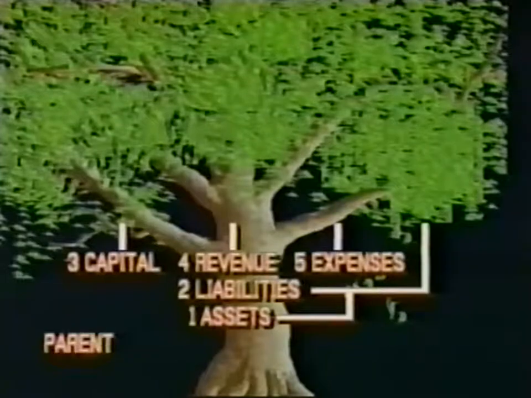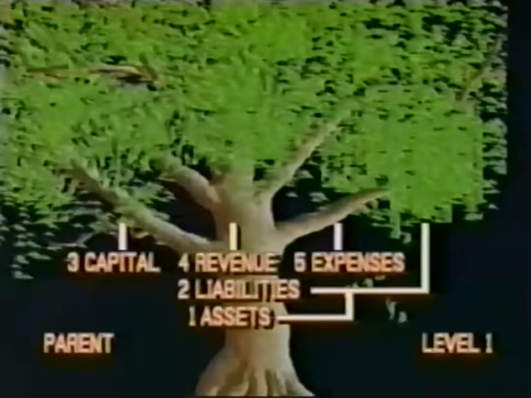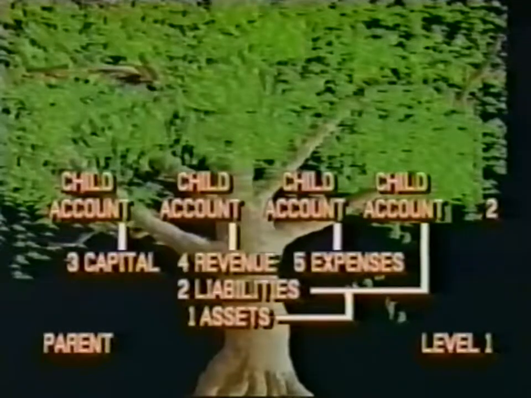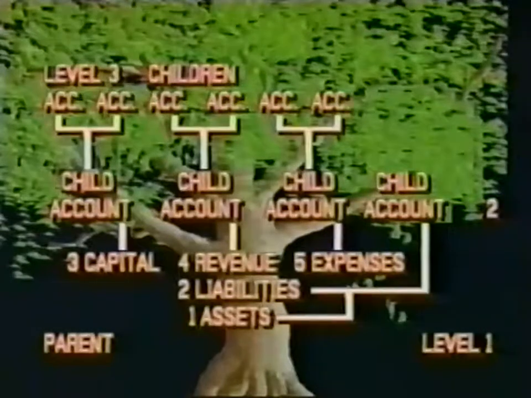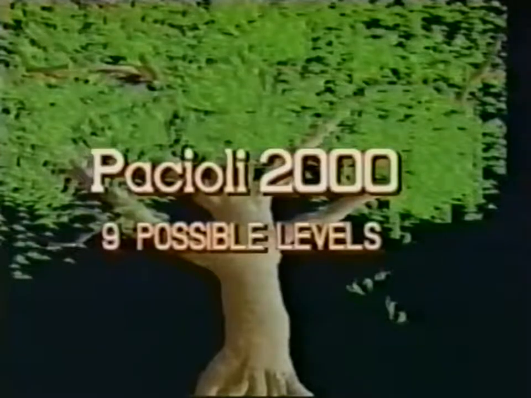These 5 top accounts are at the parent or first level. The second level contains accounts that are children of the level 1 accounts. The level 2 accounts are also parents of the level 3 children accounts. These children accounts help differentiate the information of the parent account. In Pacioli 2000, you can have as many as 9 levels of differentiation or branching.